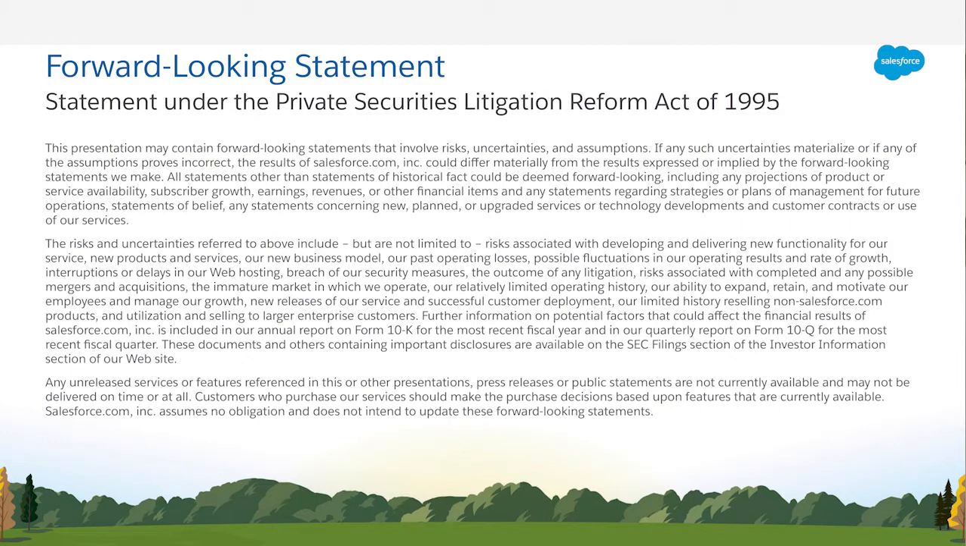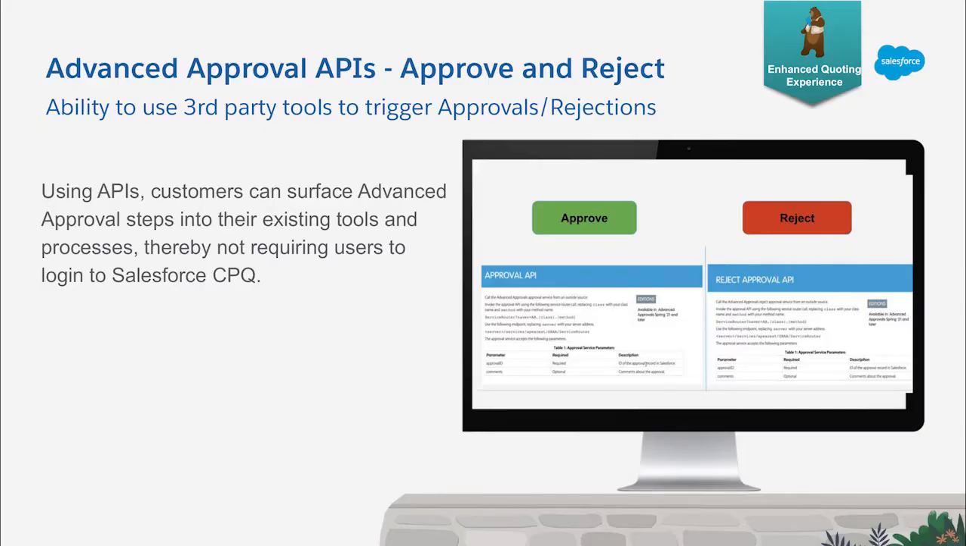Before I begin, just a quick note that you should base your purchasing decisions on products and services that are currently available. Today, I'm here to introduce an exciting new capability for the Advanced Approvals feature, part of CPQ Plus and billing packages. With the Spring 21 release, we are introducing Advanced Approval APIs for approve and reject user actions.